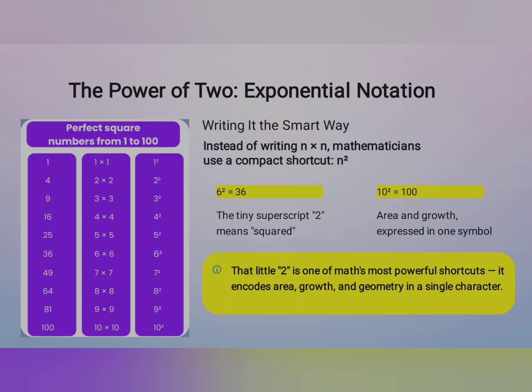So 1 squared, 2 squared is how you read the notation. It also means area and growth, expressed in one powerful symbol, 2. The table of square numbers from 1 to 10 is given: 1 squared till 10 squared, that is 1 to 100, has been provided for your reference.